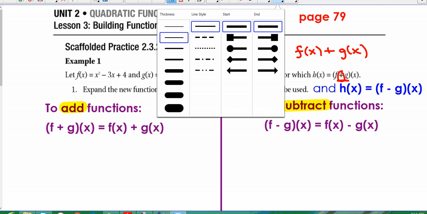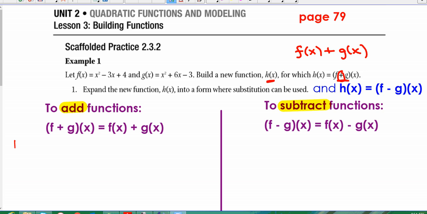So we're going to say that our new function h of x is equal to my f of x, so x squared minus 3x plus 4. We need to make sure we put parentheses around that, showing that that's my f of x function, and then we are going to add x squared plus 6x minus 3. So you guys should be able to do that. Go ahead and pause this video and then check to see if your answer is correct.